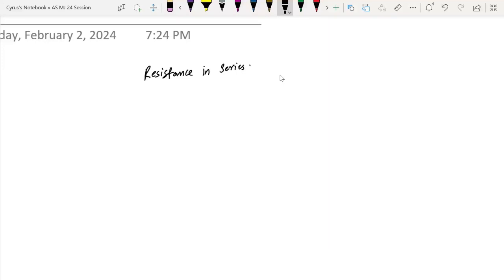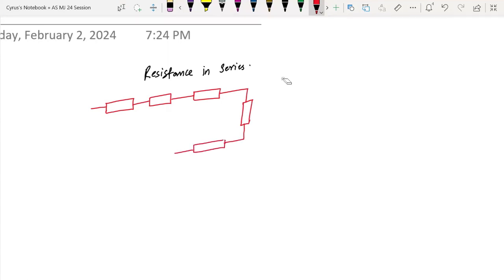If you talk about resistance in series, let's say I have a resistor here and I have a resistor here and we have a resistor here, and for example it goes on like this and like this. Is this a series resistor or a parallel resistor? It's a series resistor. Why is it a series circuit?